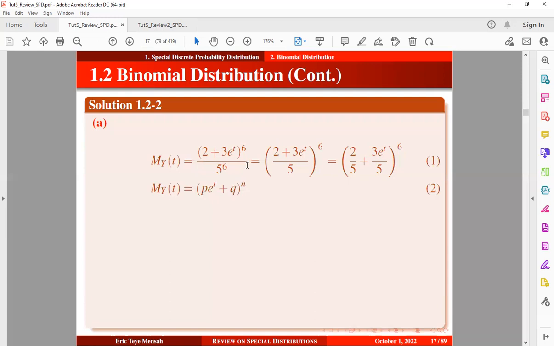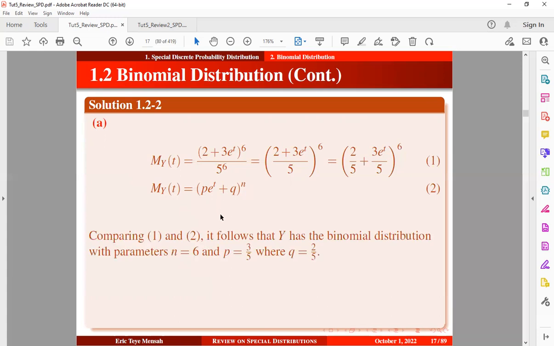We can see that this is similar to the moment generating function of the binomial distribution. So comparing 1 and 2, it follows that Y has the binomial distribution with parameters n equal to 6 and p equal to 5 out of 3. If you equate 1 and 2, you can see that n is equal to that, and this is our p, which is equal to 5 out of 3, and this q is equal to 2 out of 5. Then we can define our distribution for Y in this form.